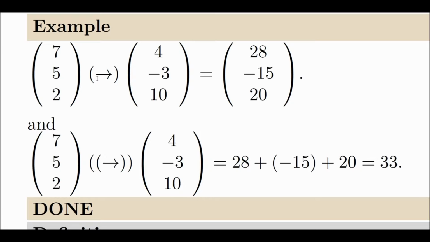So if I just have one set of parentheses, that means you slam these columns into each other. That'll give you this new column. If I have two sets of parentheses, that means you slam them and then you add the results of this column, and that'll give you 33 here.